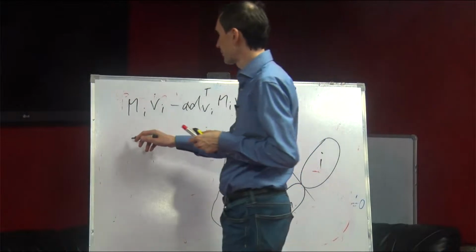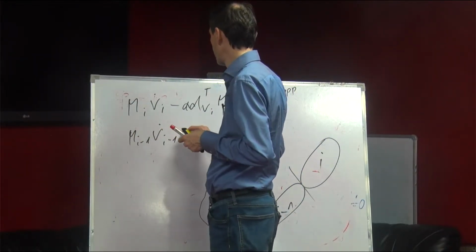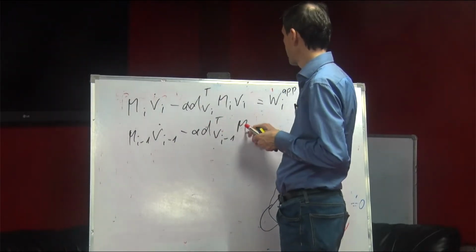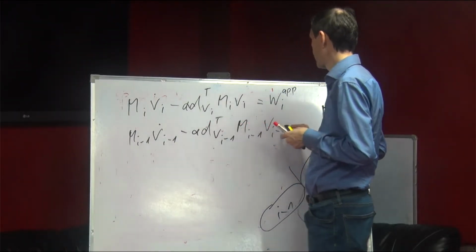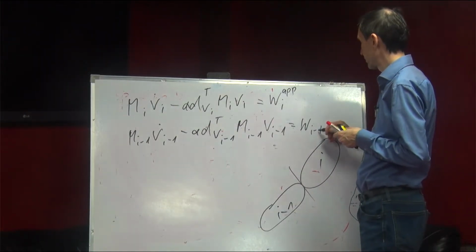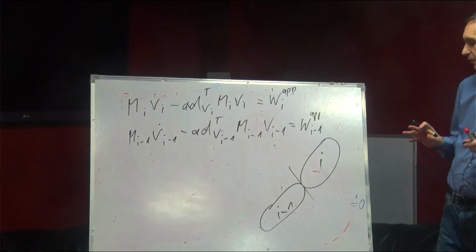And this of course goes the same, right? I mean, maybe I don't have to write it, but let's do it. So (i-1)ᵀ M_{i-1} v_{i-1} is equal to W_{i-1} applied wrench. Okay. Now they are connected.